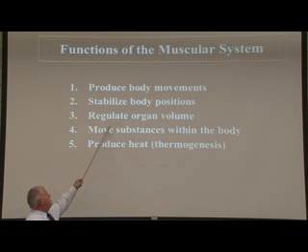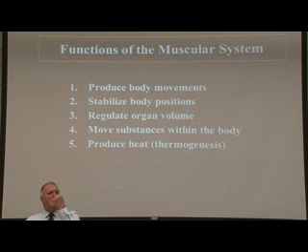Internally, we use cardiac muscle and smooth muscle to regulate organ volume. So when the heart is relaxed, the heart fills with blood. When cardiac muscle contracts, the heart pumps blood to the rest of your body. And we move things from the point we swallow through our esophagus, stomach, small intestine, large intestine, by using smooth muscle, and move things through our entire digestive system.